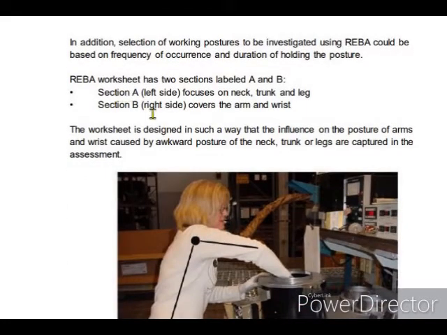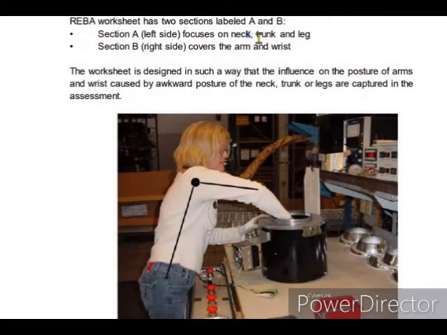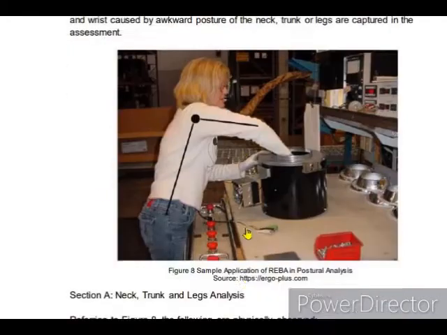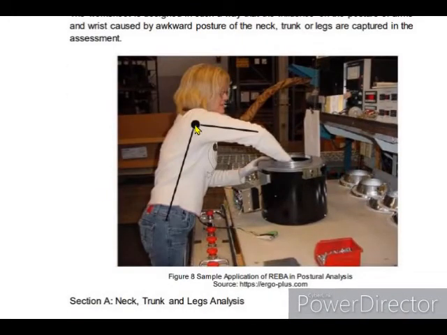So REBA worksheet has 2 sections labeled A and B. So meron din siya guys A and B, left and right. Okay, pag left, neck, trunk, leg. Pag right, again, na siya arm and wrist. Okay. So ito, the worksheet is designed in such a way that the influence of the posture of arms and wrists caused by awkward posture of the neck, trunk, or legs are captured in the assessment. So kailangan yan guys, so ayan, mula dito sa shoulder, papunta dito sa elbow, sa arm, hanggang dito. Makikita mo siya. Okay?